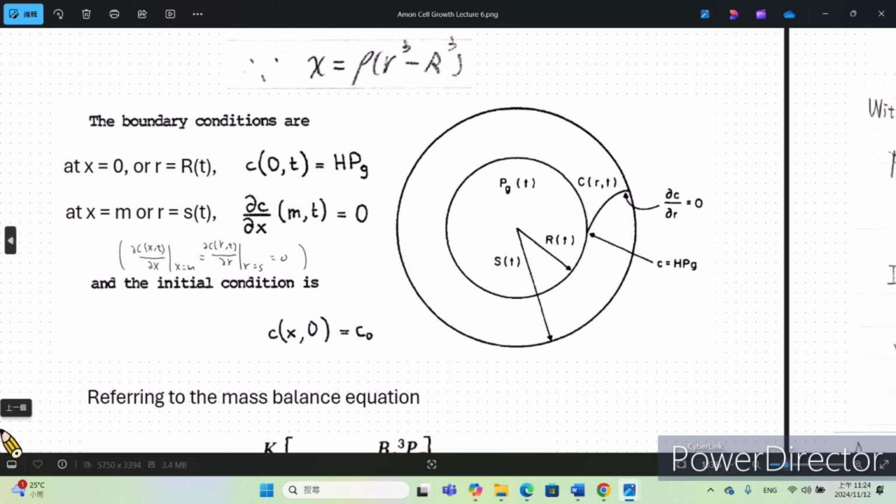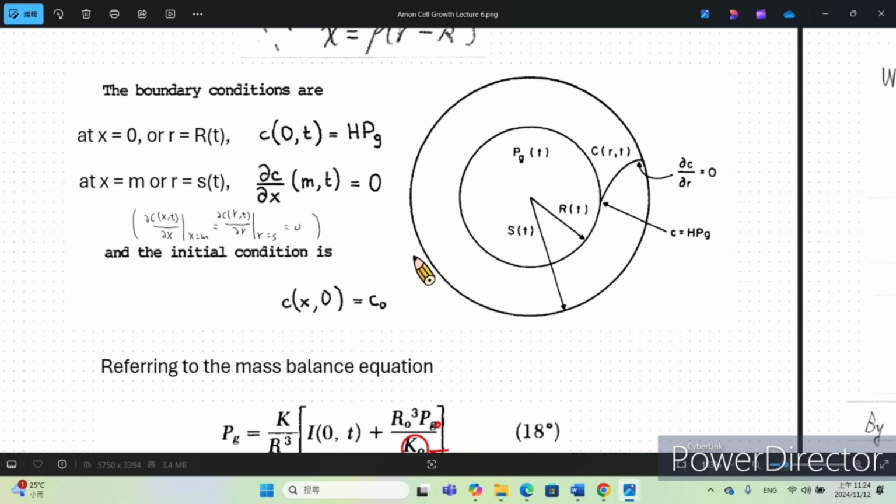The initial condition will be very, very straightforward. In the very beginning, what's the concentration inside the polymer fluid? C0.